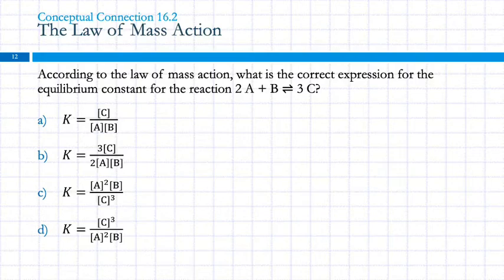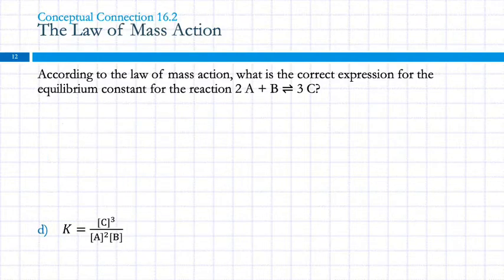Okay, so according to the law of mass action, what's the correct expression for the equilibrium constant for this reaction? We have 2A plus B going to 3C. D, I'm getting some votes for here. So we want the product, C, raised to the third power, divided by A to the second power and B to the first power. And so, yes, D is the answer.